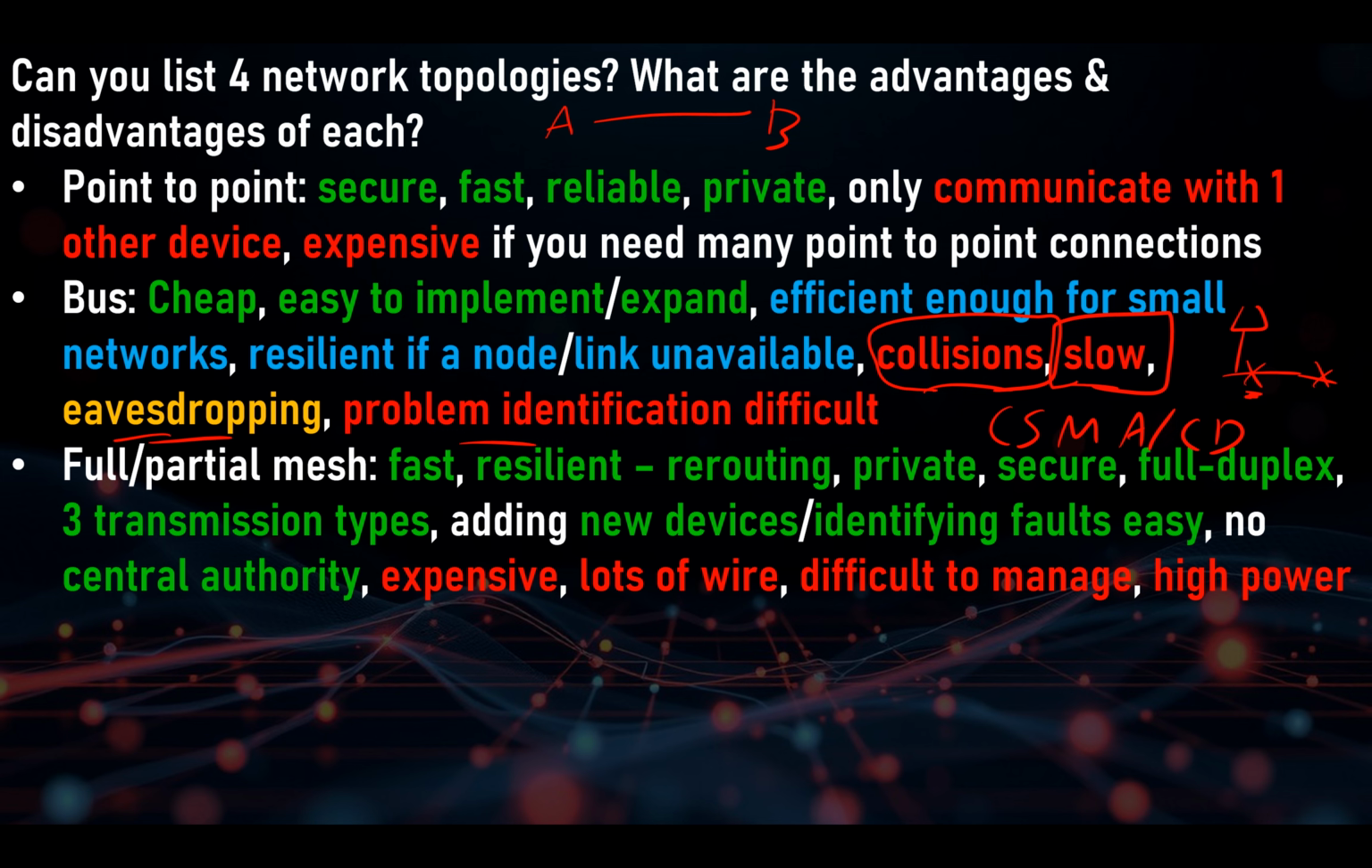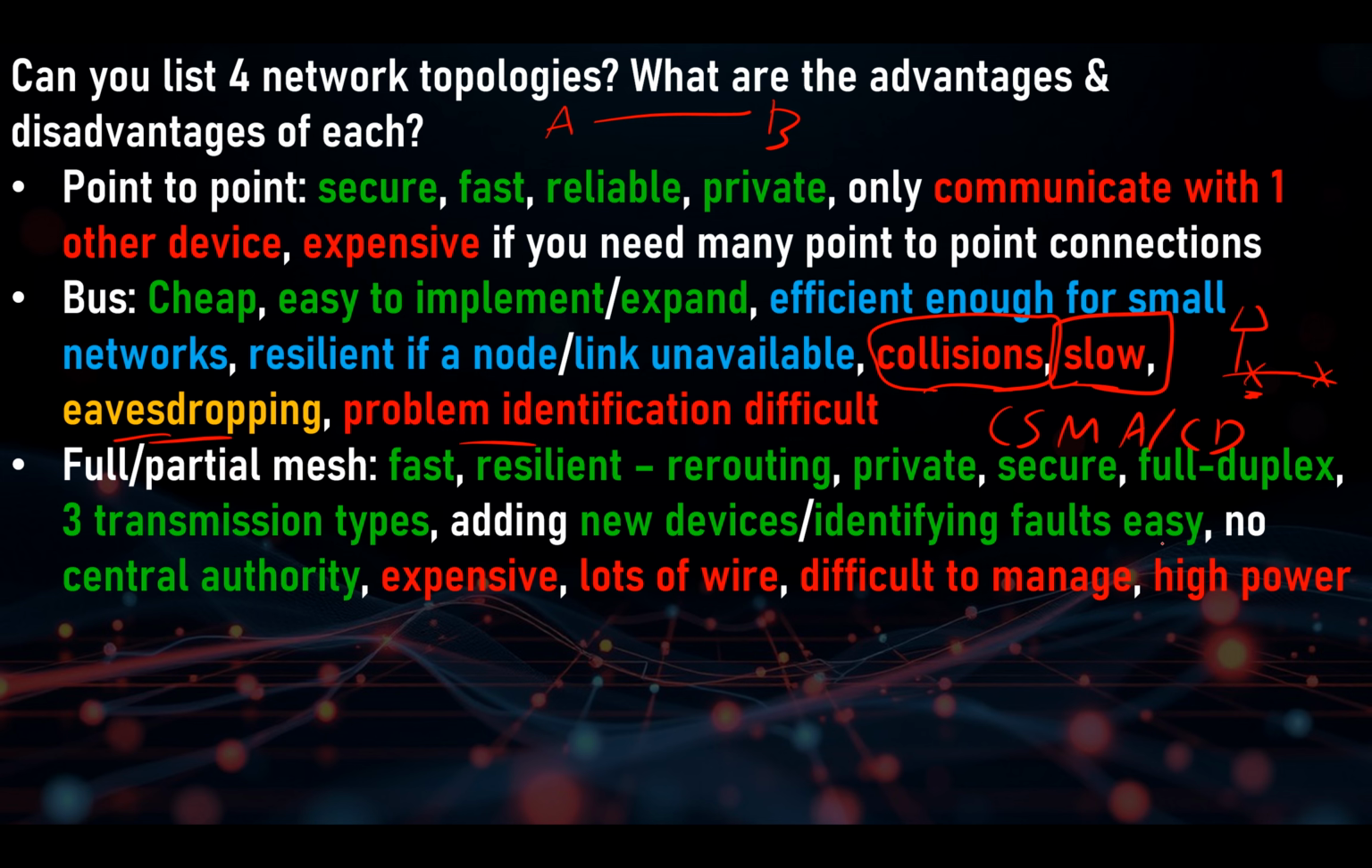Right, it's going to be private and secure, and that's because it offers point-to-point connections. Full duplex, of course, fast, simultaneous. Again, the 3 transmission types: unicast, multicast, broadcast. Adding new devices and identifying faults is easy because we're just going to add new connections.